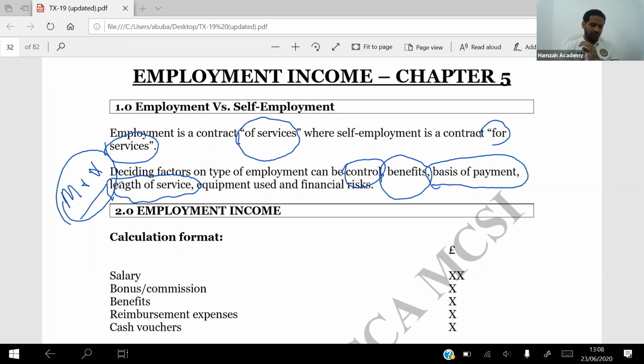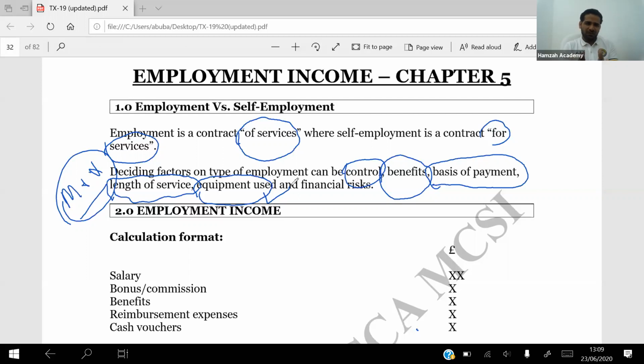Second thing is very important, which is normally given in the exam, and that is the equipment used. This is very important because normally when ACCA exams put a question on self-employment, they always try to mention somebody who is a skilled person. Let's just say a skilled person like a plumber. So a plumber will be working and will be using some tools.